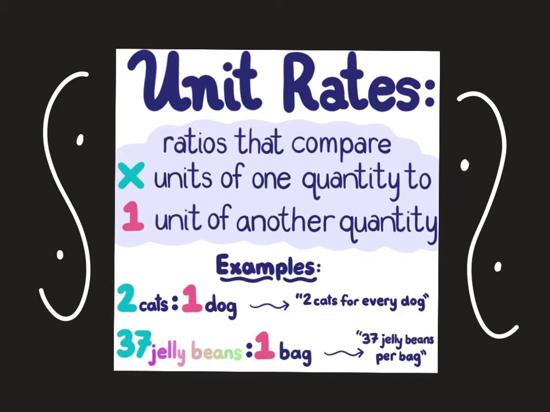So some examples of just a ratio. One way you can do a ratio is with the two dots or the colon. So 2 cats for every dog. 37 jelly beans in each bag or per bag. So the per, miles per hour, that per is what tells you that you've got a rate. Ratios can also be written in the form of a fraction.